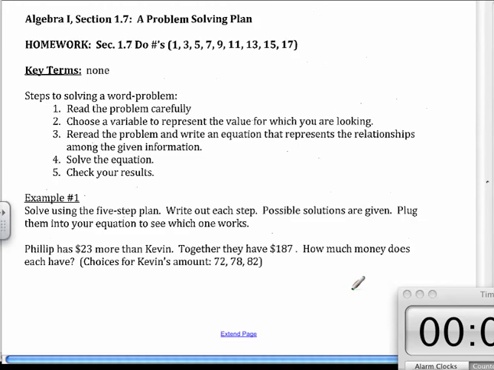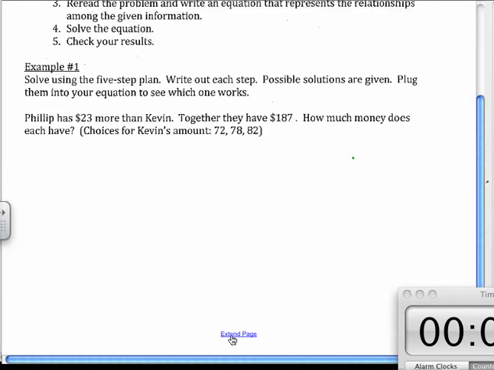All right? Let's look at this first one here. It says, solve using the 5-step plan. Write out each step. Possible solutions are given. Here they are. Plug them into your equation to see which one works. You know, we're actually going to solve it and find out which one works rather than plugging it in to see which one works. Okay? It says that Philip has $23 more than Kevin. Together they have $187. How much money does each have?